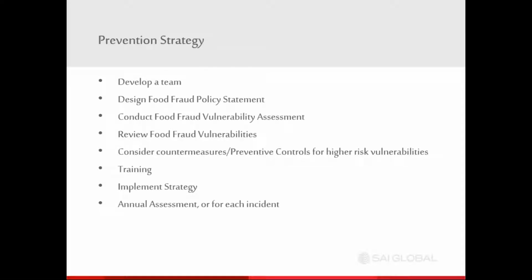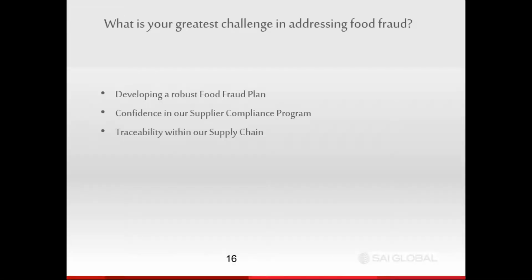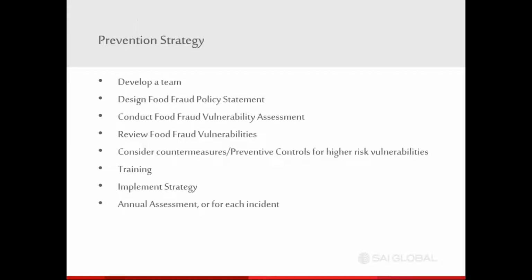Okay, your prevention strategy. So here's what we do to start out the whole food fraud plan. You have to develop a team first. So similar to what you do for HACCP, you have a HACCP team. And this food fraud team must be cross-functional as well. So you want to take somebody from HR, for example, from IT, and other areas of your company, to make sure you collect all of the risks.